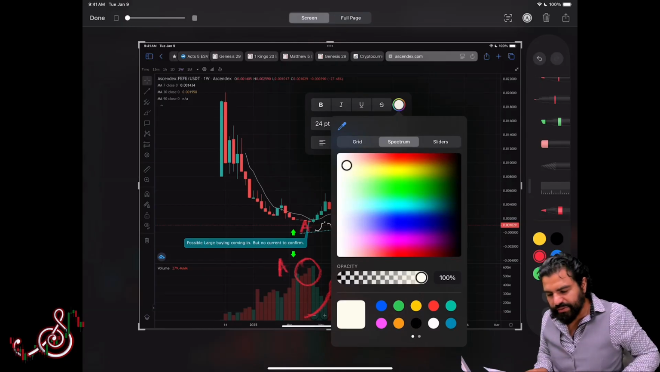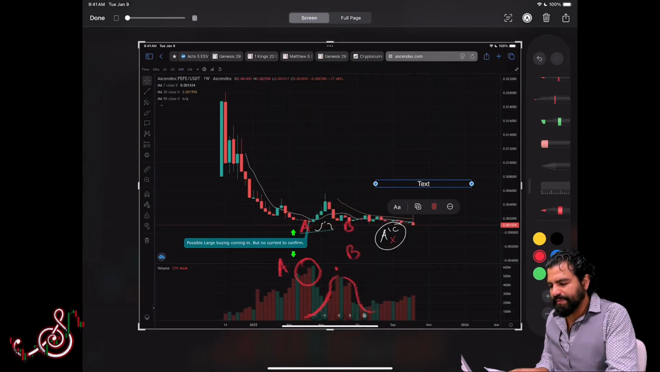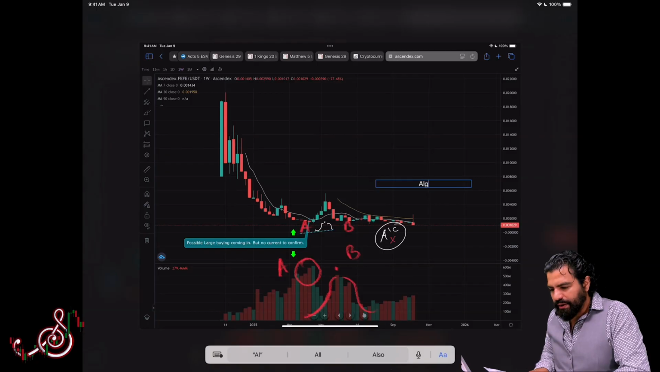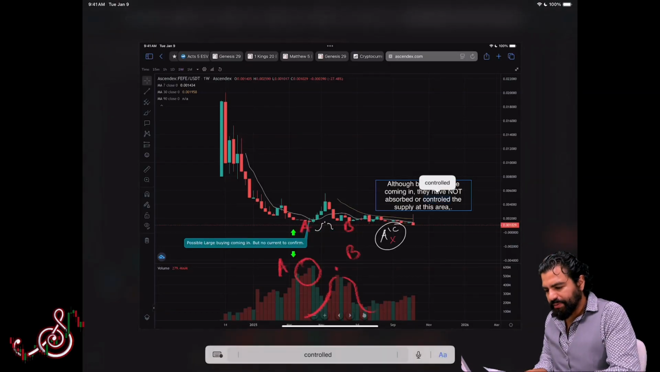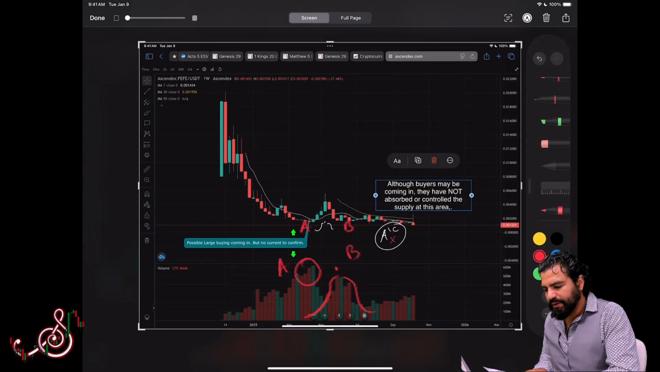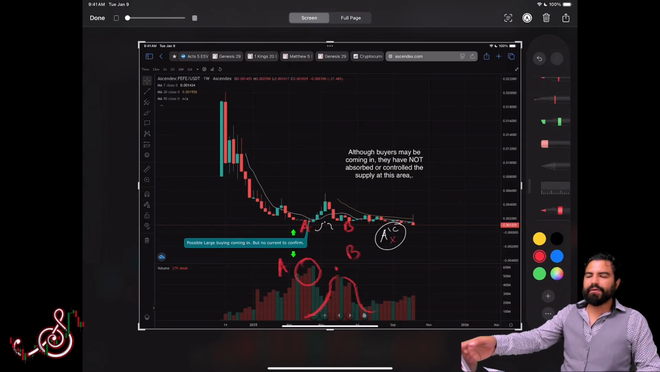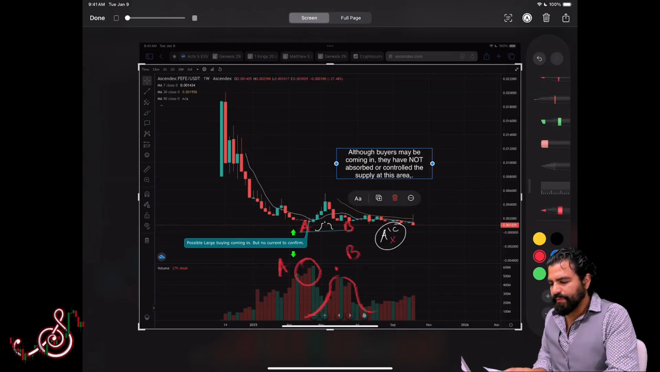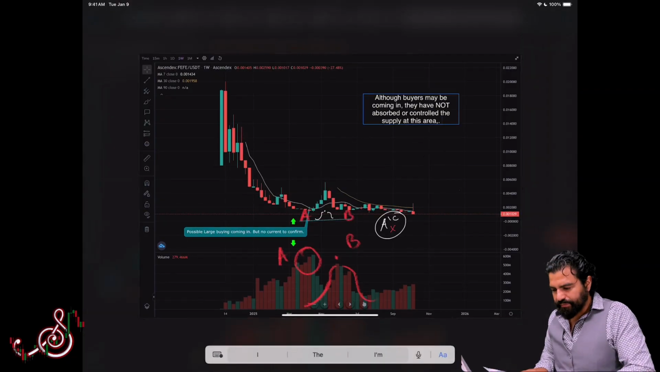You see these principles over and over again. You're going to get them in you. Although buyers may be coming in, they have not absorbed or controlled the supply at this area. Okay, that means price needs to play lower or challenge again until they can win the absorption game. And I'm going to put that in the notes as well.